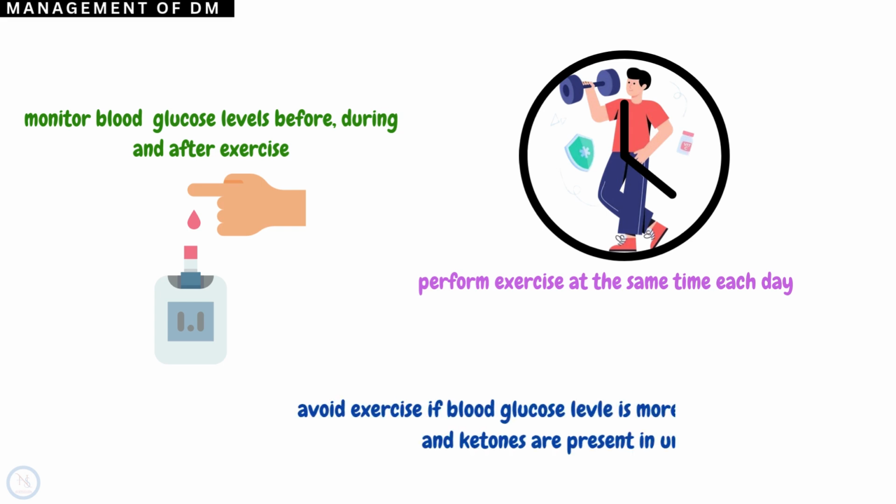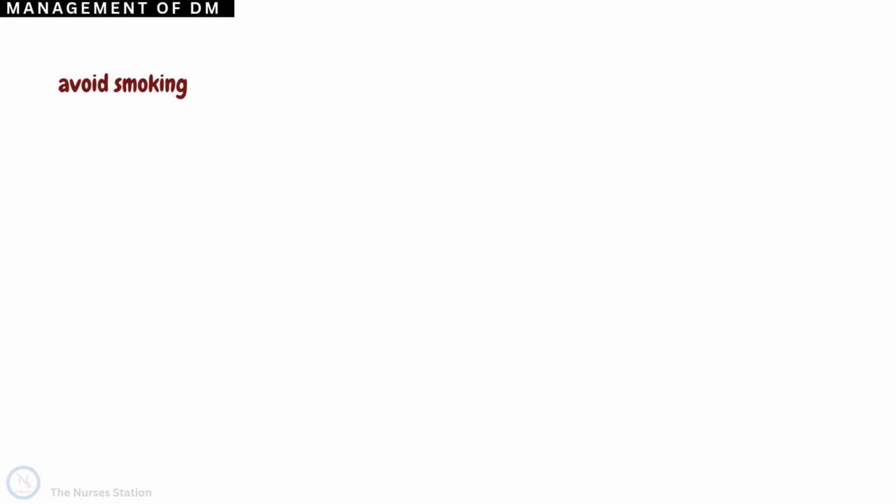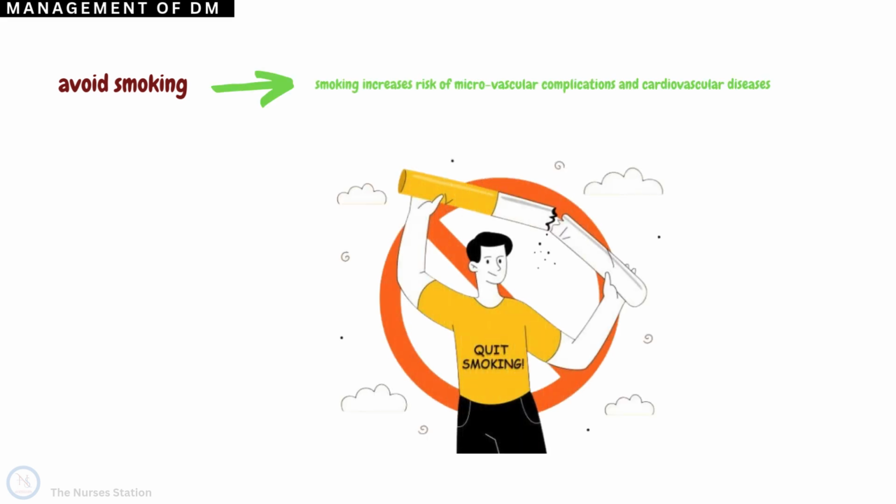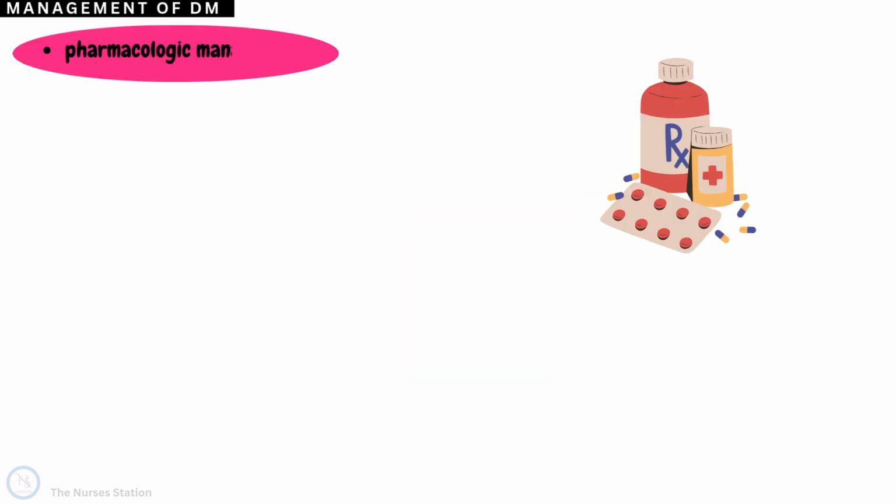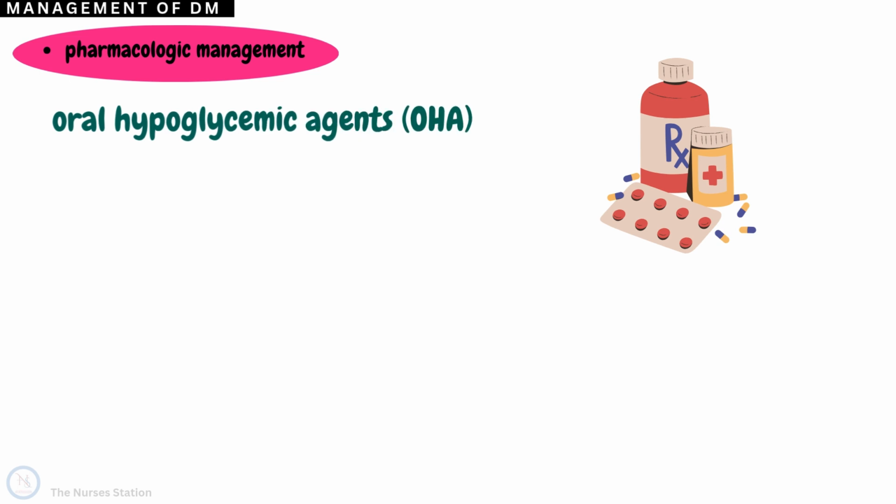Exercise should be avoided if blood glucose level is more than 250 mg per deciliter and ketones are present in urine. The patient should also avoid smoking as it increases risk of microvascular complications and cardiovascular disease. Pharmacologic management of diabetes mellitus includes oral hypoglycemic agents and insulin. Oral medications are prescribed for patients with type 2 diabetes mellitus when diet and weight control therapy have failed to maintain satisfactory blood sugar levels.